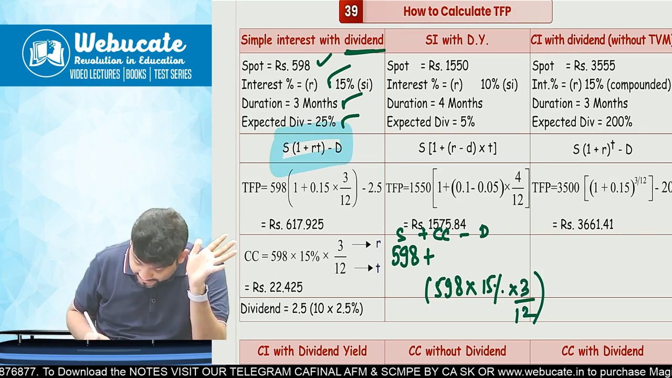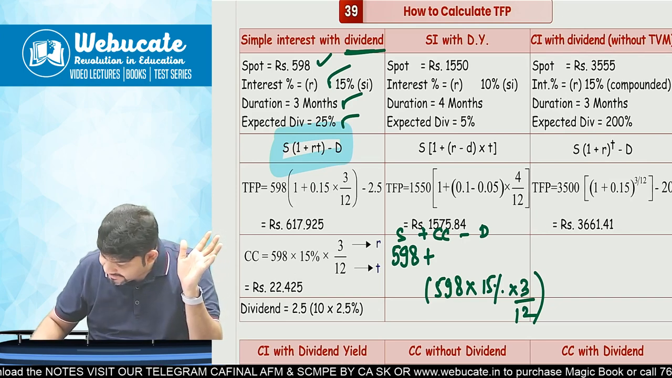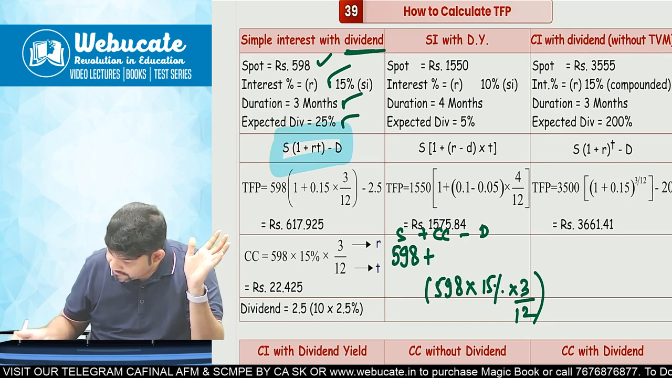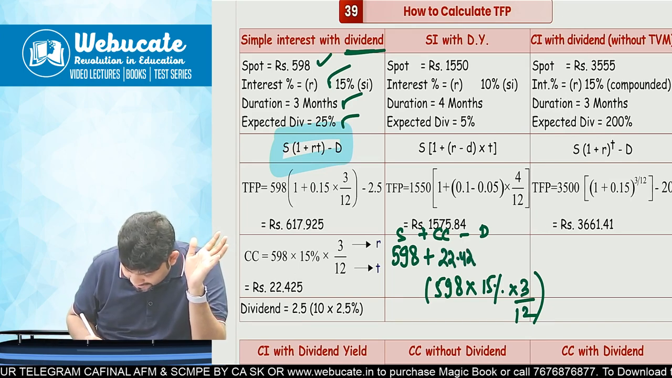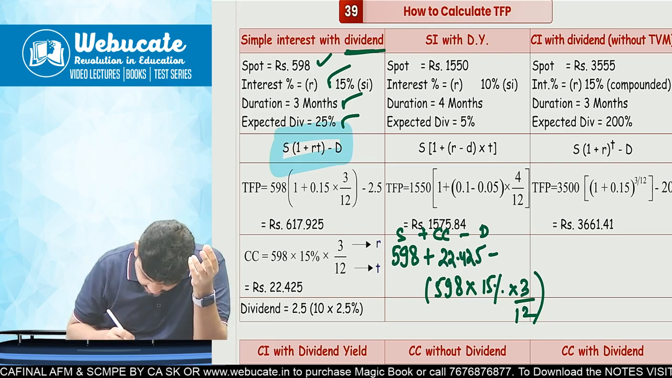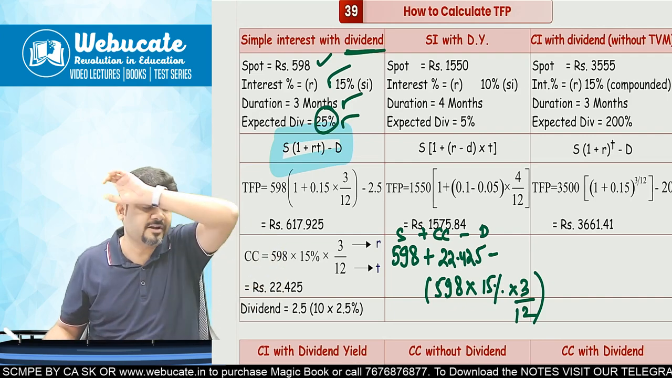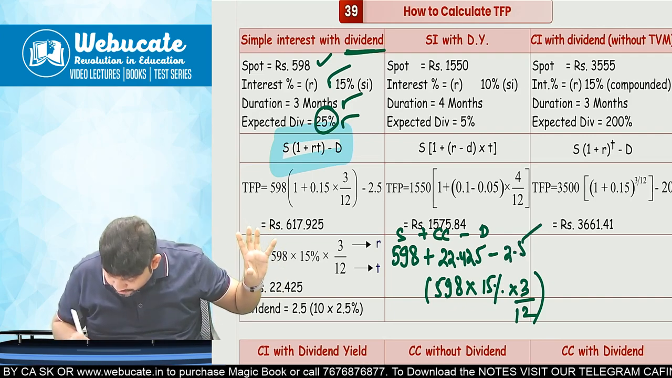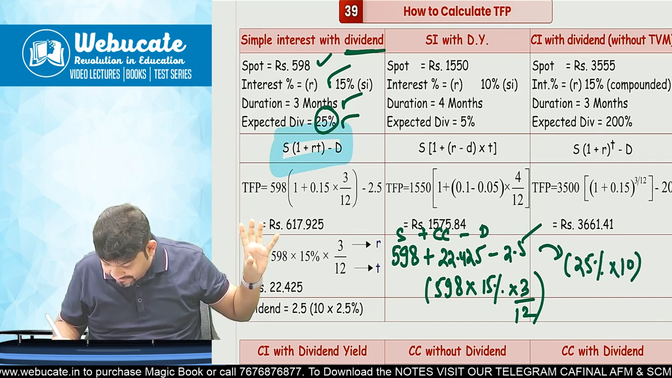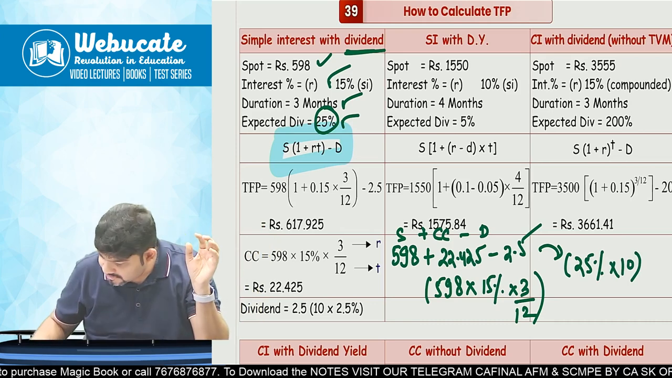So plus carrying cost. How much does it work out to? 598 into 15% into 3/12. So it is 22.425. Less dividend. In this case, any dividend is given. Expected dividend 25% on face value. If nothing is given, by default face value. So say 2.5. How did this come? 25% of 10 rupees, which is your face value by default. So 2.5.